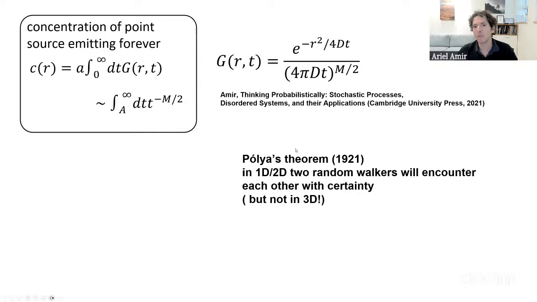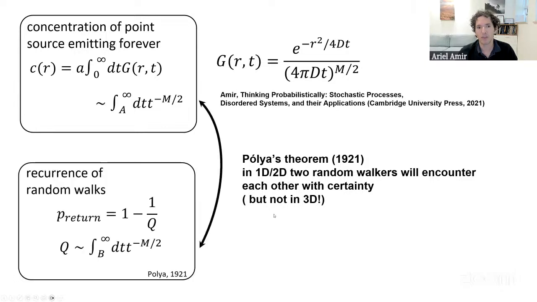So I remind you, Polya's theorem is a statement that in 1 or 2 dimensions, random walks are recurrent and will always return to the origin with probability 1. But in 3D, there is a finite probability to escape to infinity. And the derivation of this relies on writing the Green's functions of the diffusion equation in dimension d and asking, does the integral converge or not?